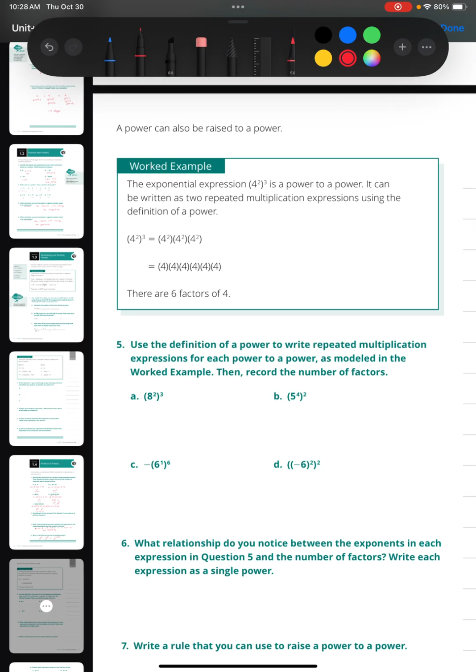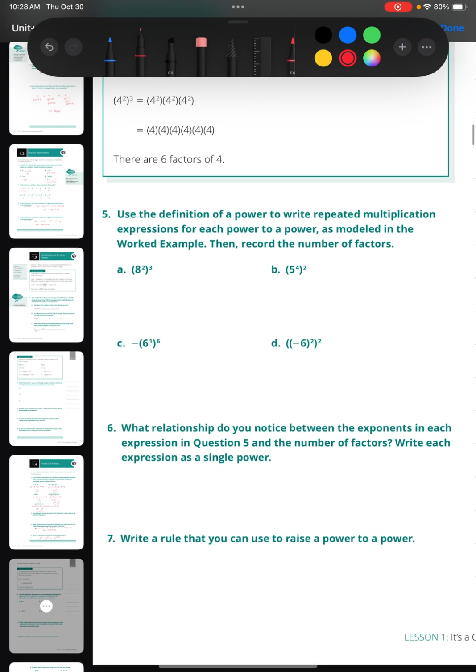So if we use that rule and try to work out these examples, this is like saying 2 8s, 3 times. And if we count up the number of 8s there, we now get 8 to the 6th. So for B, this would be like having 4 5s, 2 times. If we count up the number of 5s there, there's 8. So 5 to the 8th.